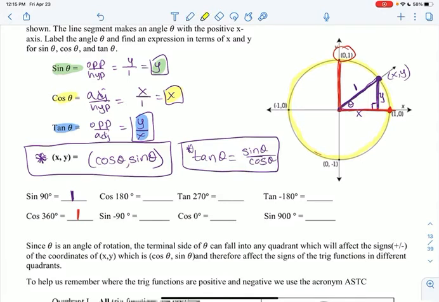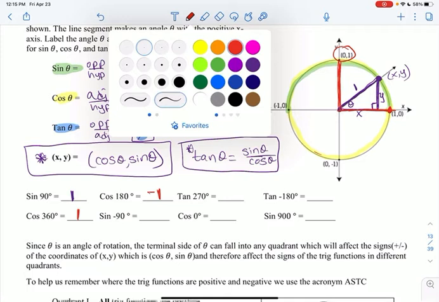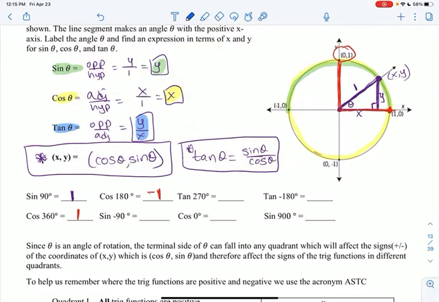Cosine of 180: well, 180 starts here, and it goes halfway around. The cosine is my x value, so cosine of 180 is negative 1. The sine of negative 90: I start here, but I go this way. So I start here, and I go to here, that's negative 90. So sine of negative 90, sine is my y, is negative 1.